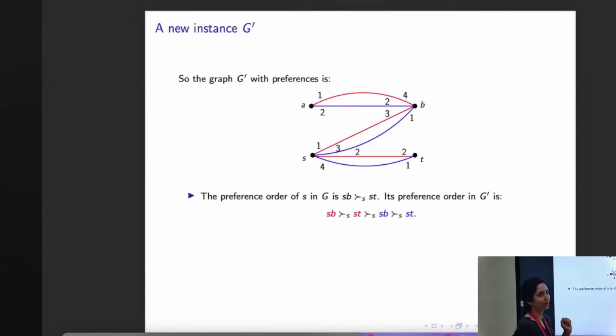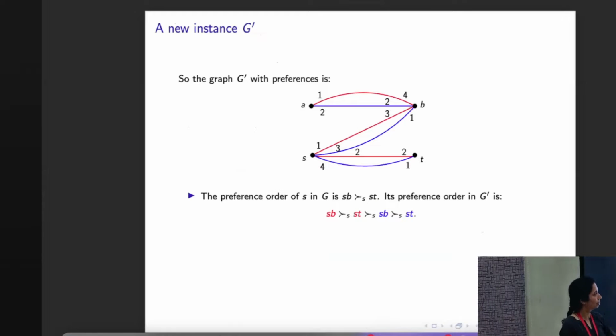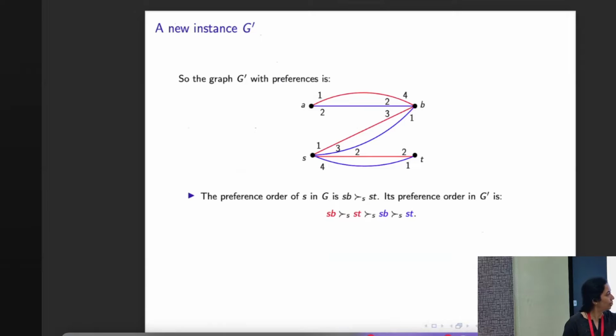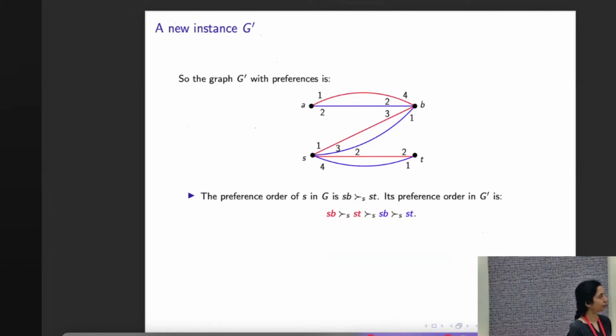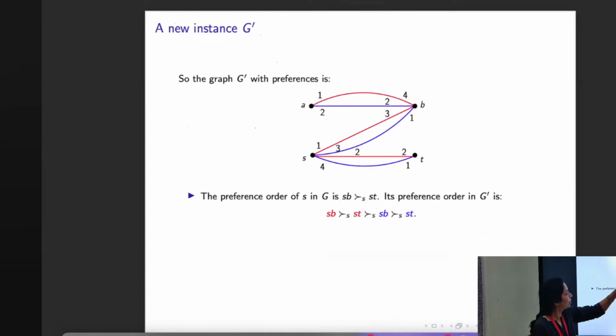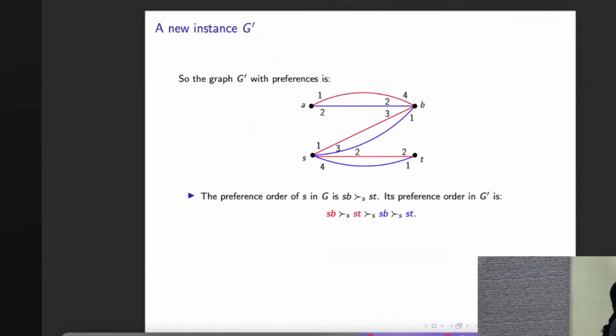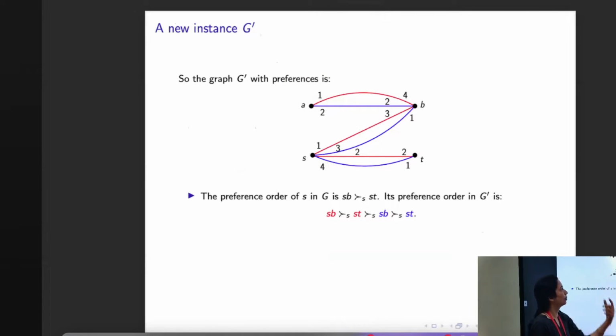How is it in this new graph? Are you all fine with what I wrote? Any red edge is better than any blue edge. Within red edges, it is the original preference order. Within blue edges, it is the original preference order. So S says this red edge to B, that's my top choice. The red edge to T is my second choice. The blue edge to B is my third choice. Blue edge to T is my fourth choice. A had only one neighbor, so the red one is better than the blue one.